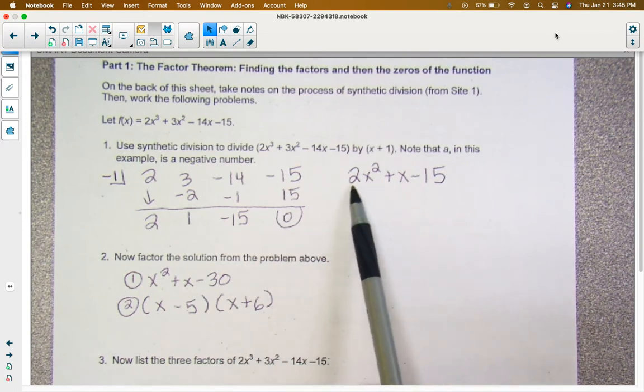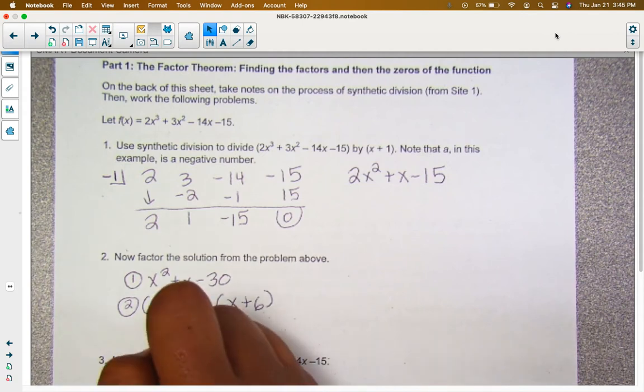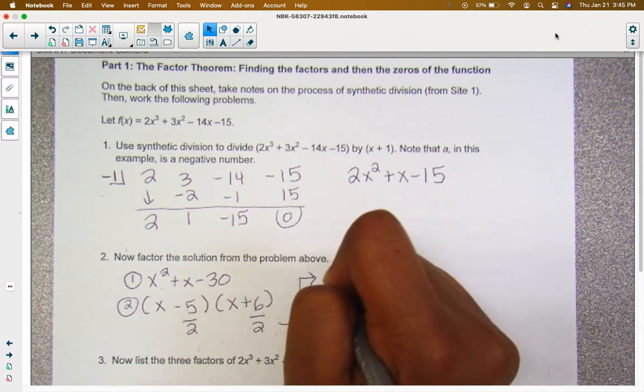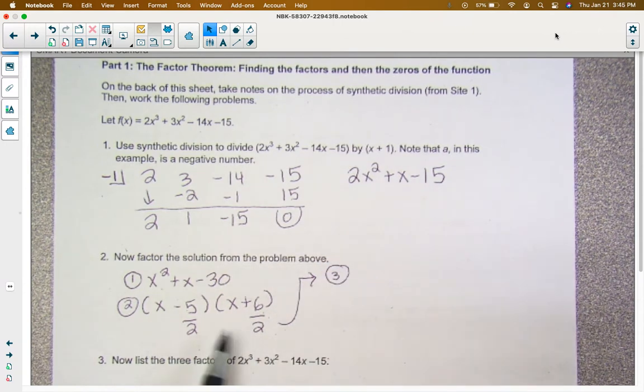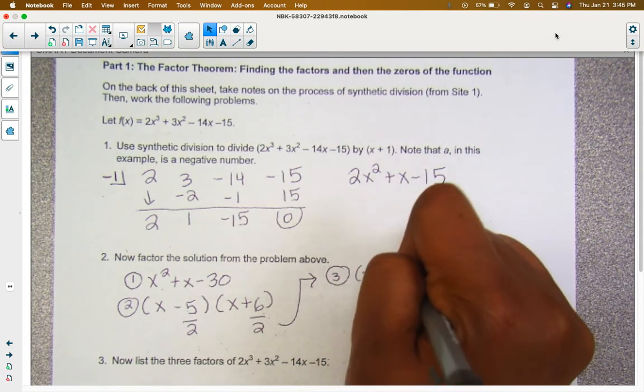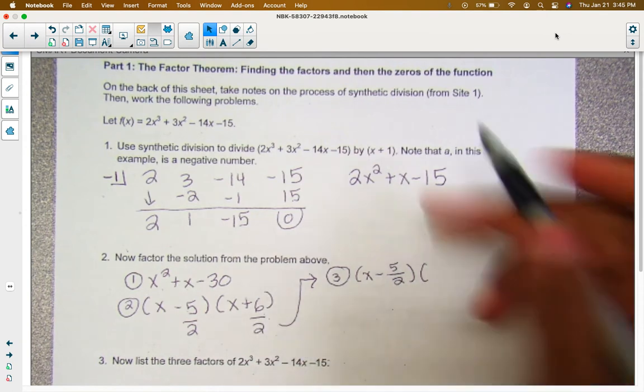Step 3, divide by the first number in the problem. So the first number in this problem is 2. That's my leading coefficient that I'm circling right here. So I need to divide by 2. So I'm dividing each of my numbers by 2. I got a fraction here. Nothing wrong with fractions. And 6 divided by 2 is 3.